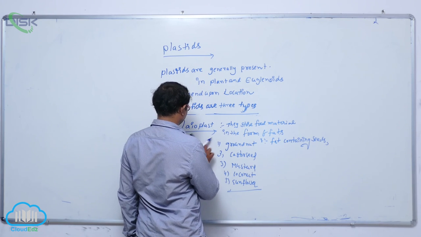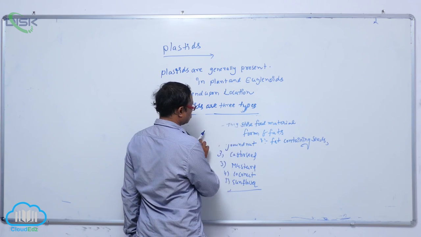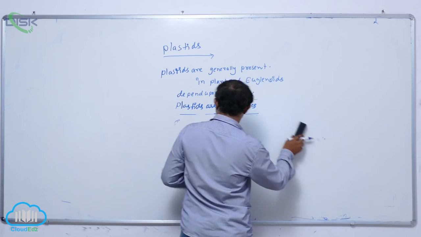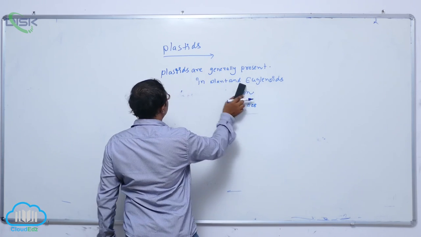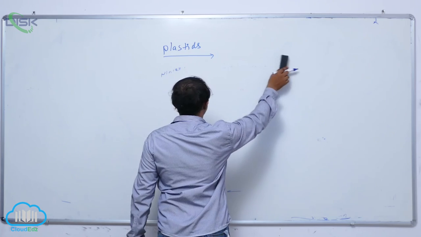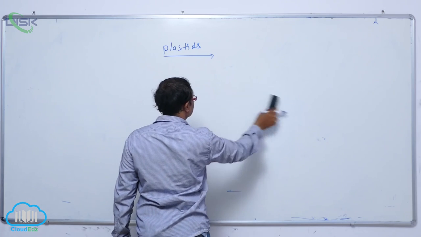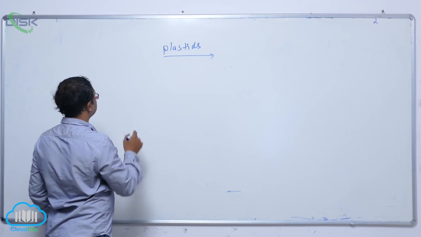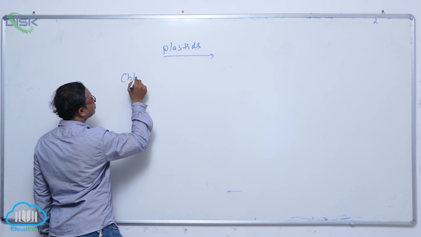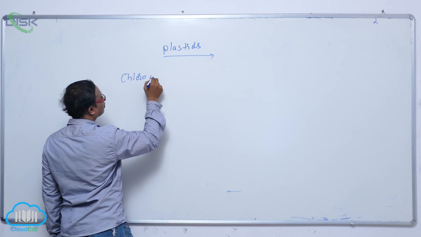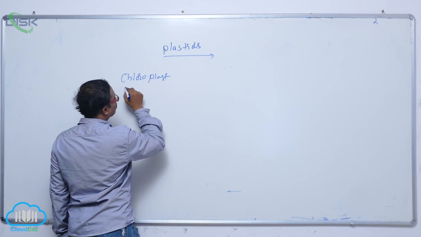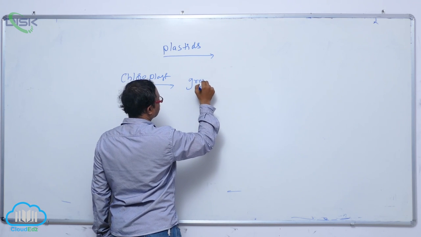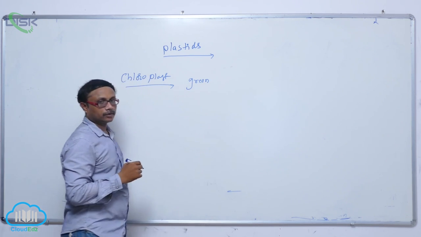After that, in this the first one is the chloroplast. Chloroplast means green. Chloro means green.